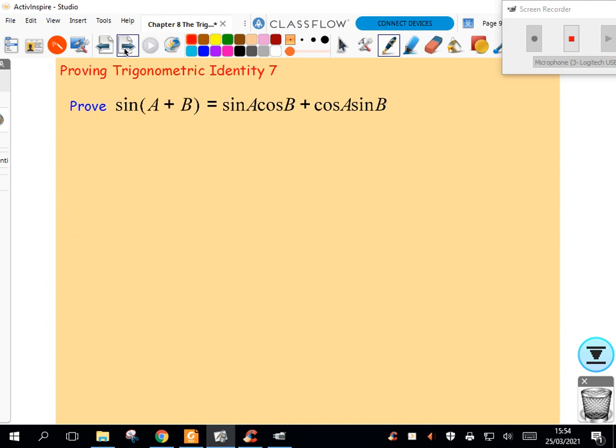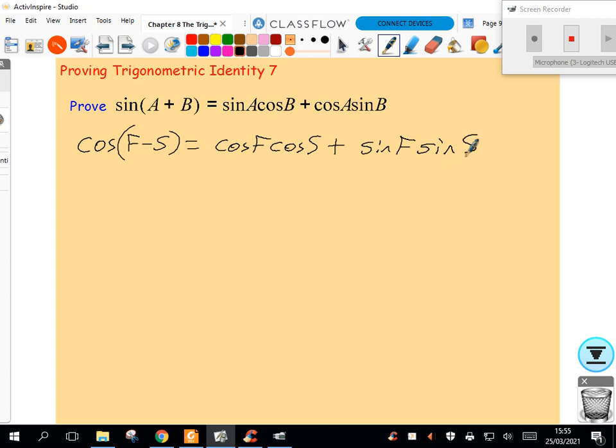So, to prove identity number 7, I'm going to start off by writing out identity number 4, which says the cosine of a first angle subtract the second angle is equal to the cosine of the first times the cosine of the second plus the sine of the first times the sine of the second angle. So that's my identity number 4.